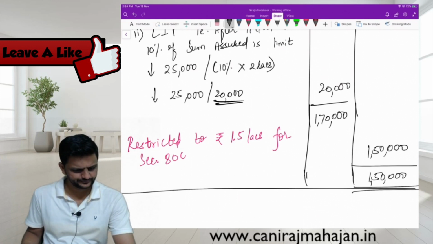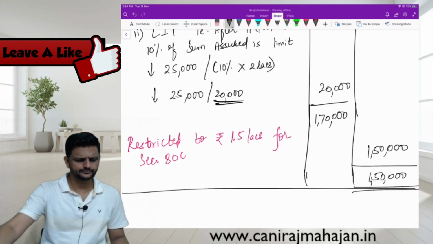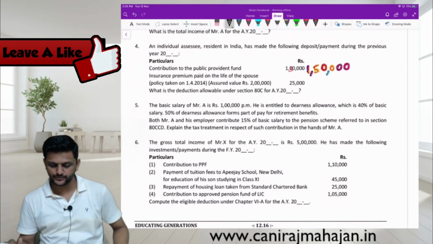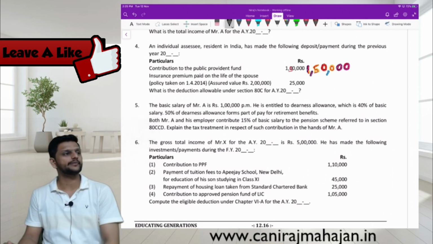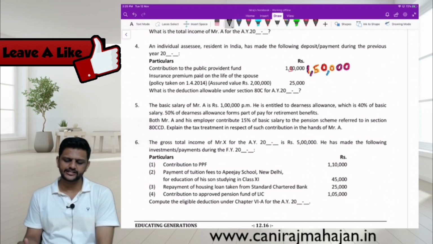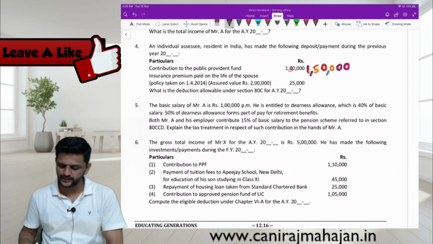Fifth one. The basic salary of Mr. A is rupees 1 lakh per month. He is entitled to DA, which is 40% of basic, and 50% of DA forms part of retirement benefits. Both Mr. A and his employer contribute 15% of basic to the pension. Under section 80CCD, explain the tax treatment of such contribution in the hands of Mr. A.